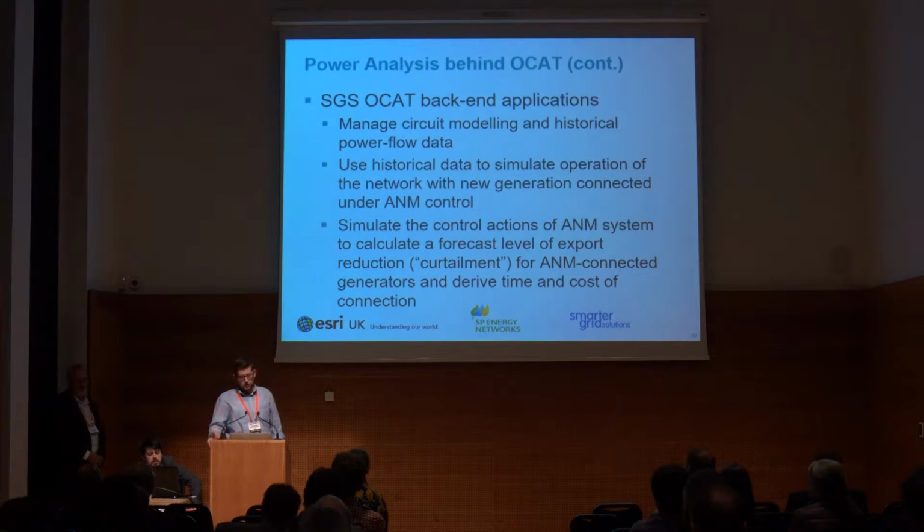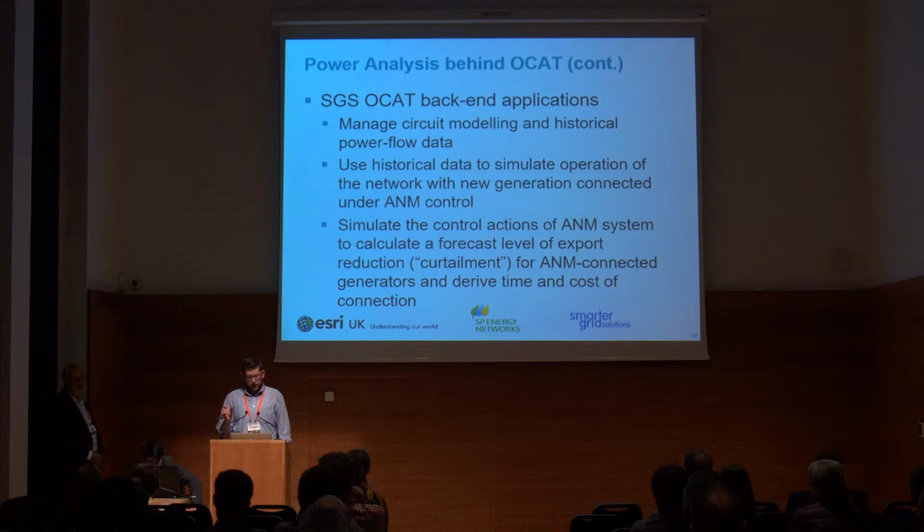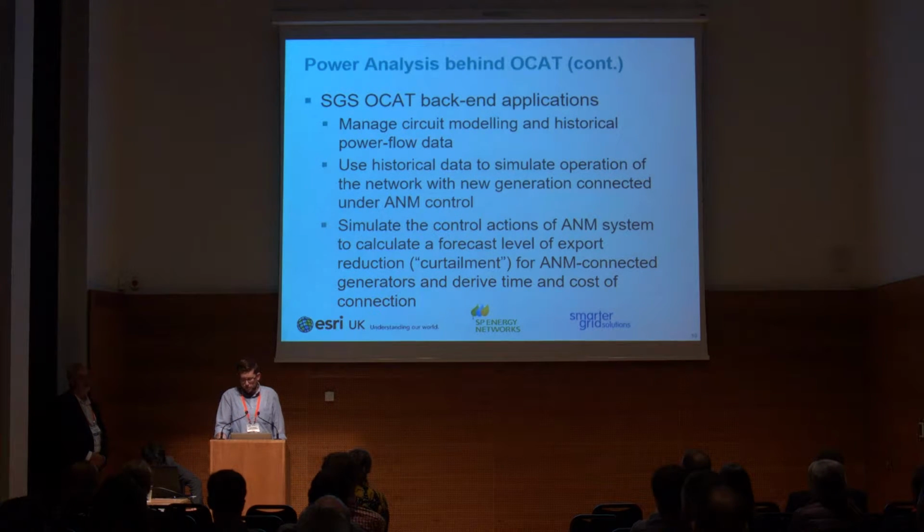The SGS OCAT backend starts off by taking GIS data, which is provided by Esri. It's extracted from ScottishPower's geodatabase. We take that information, we parse it, we find the individual network assets, and we identify their defining electrical characteristics. From all that, we construct a network model in one of a number of industry standard formats. And using that and a series of historical power flow data for the network more widely, we perform a process which we call simply curtailment analysis.